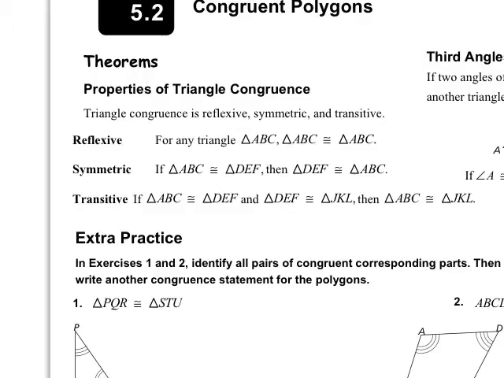All of the angles have to be the same. Okay? So all the angles of the individual triangles have to be the same, and all of the sides of the individual triangles have to be the same. Okay?